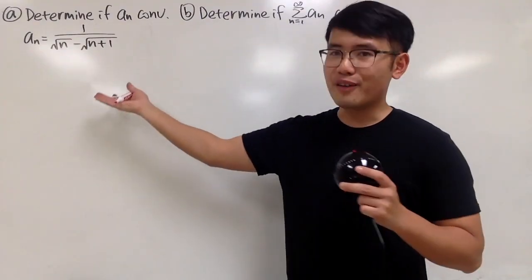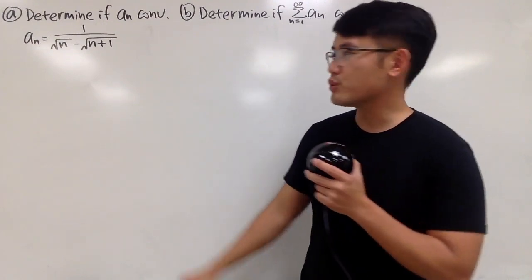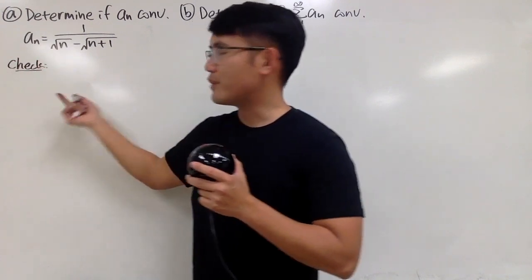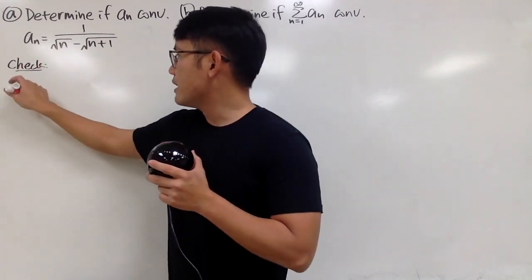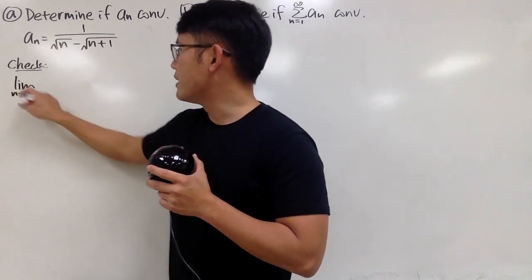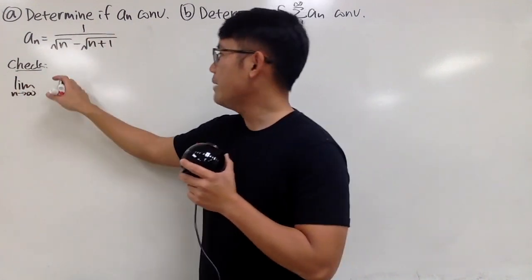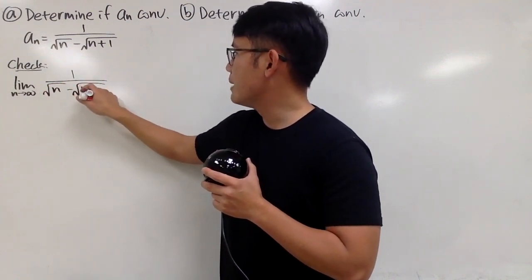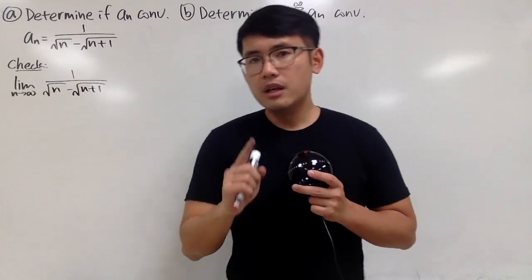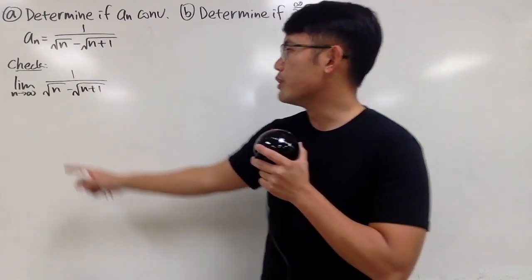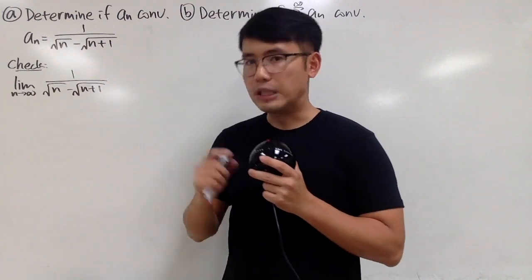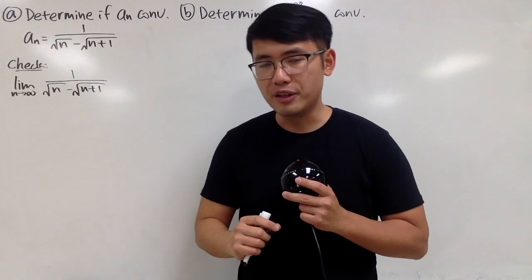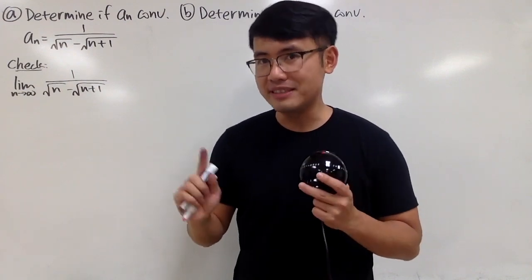Okay, does an converge? Of course, we take the limit as n goes to infinity. Let's see what happens. This is our check for the convergence of a sequence. So we take the limit as n goes to infinity, and of course, let's just put this down. Namely, we get 1 over square root of n minus square root of n plus 1, like this. Here is the thing. If we put infinity into here and here, the trouble is that we actually get infinity minus infinity in the denominator. That's no good. That's bad. That's dangerous.